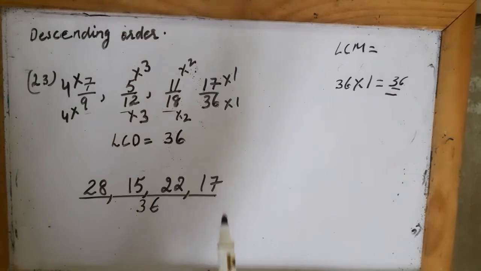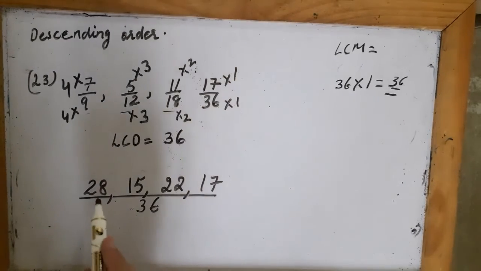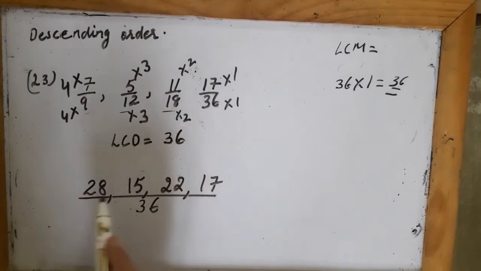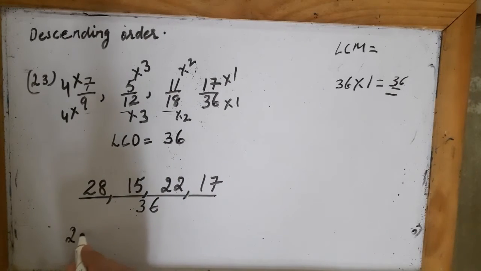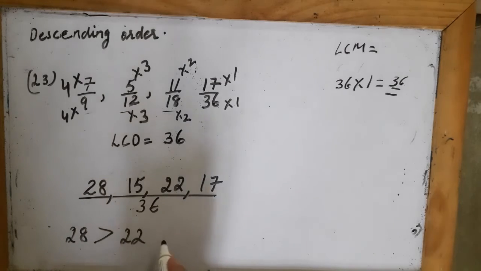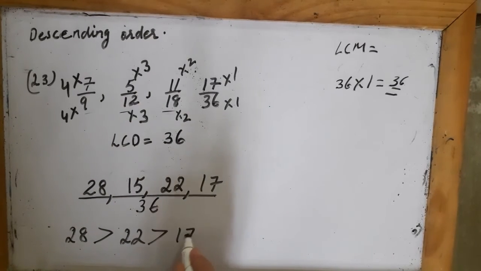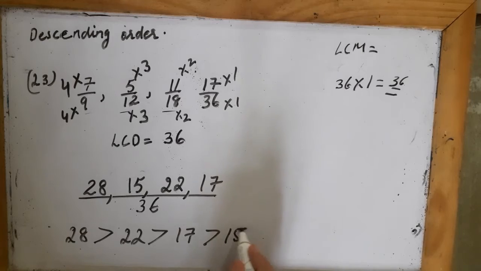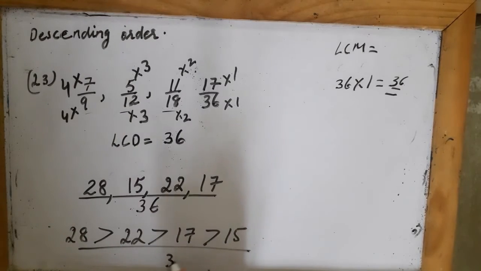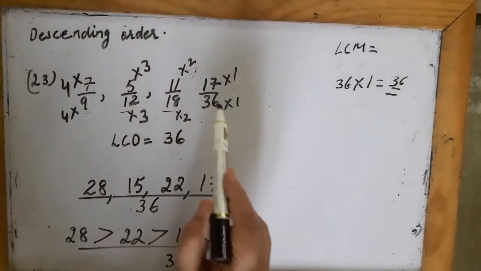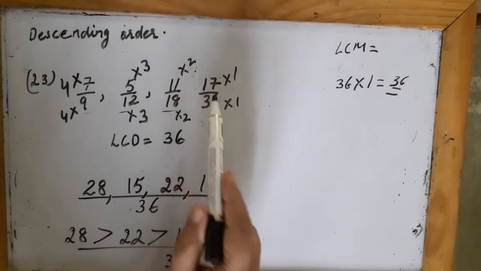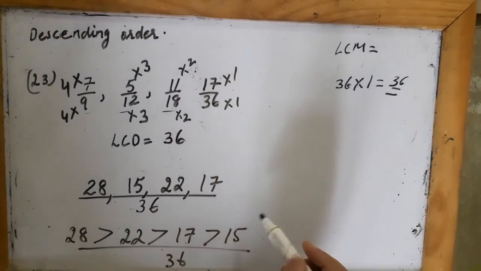Now I have to arrange them in descending order. So I'll start from the largest numerator. The largest numerator is 28, then you have 22, then you have 17, and then you have 15. Okay, so 28, 22, then 17, and then 15. But my question is to arrange these in descending order.